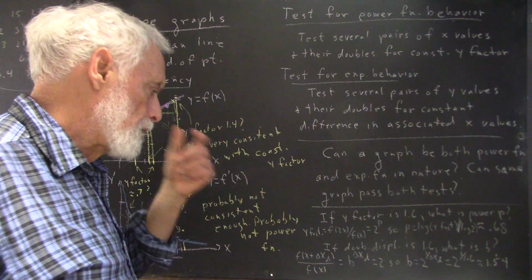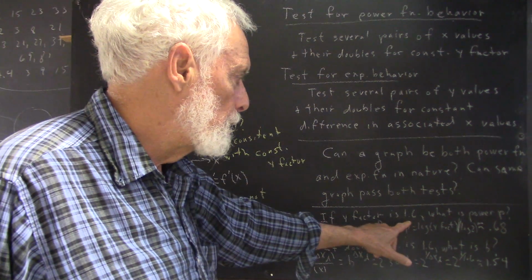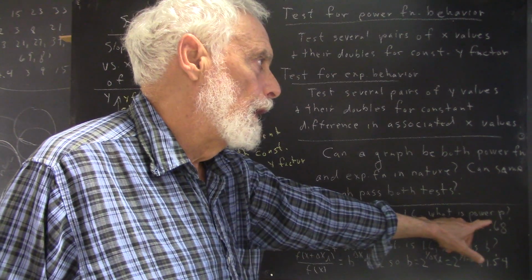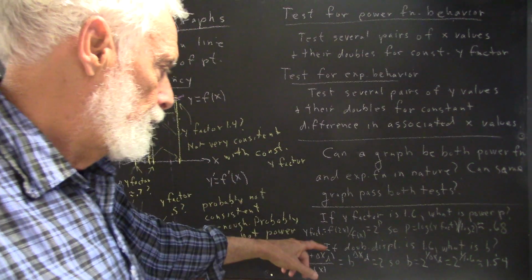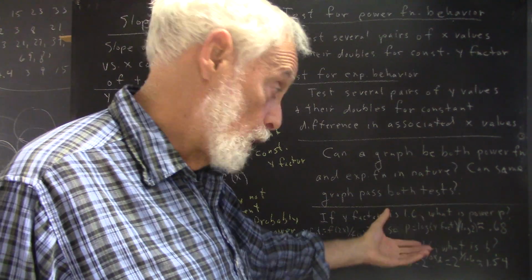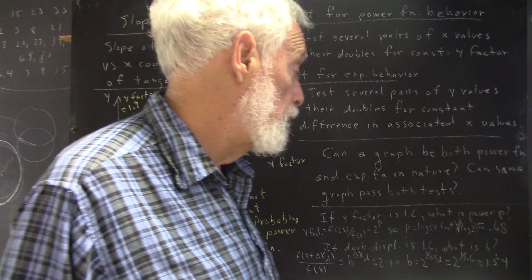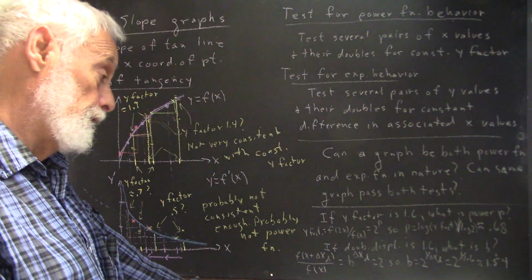A couple of quick questions. If the y factor is 1.6, what is the power p? And if the doubling displacement was 1.6, what is the value of b for the exponential function?